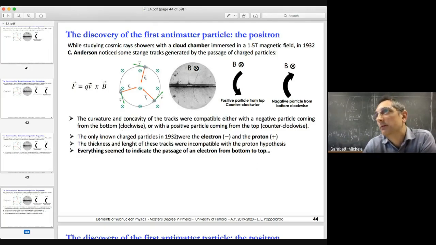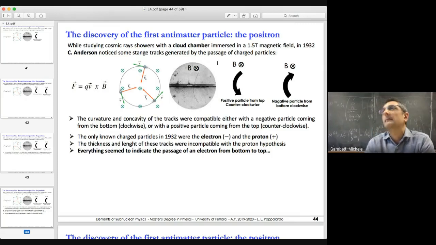Now, what was the situation in 1932? In 1932, the only charged particles known were the electron and the proton. These are the only particles known at that time. So for the interpretation by Anderson, this could be either an electron or a proton. Now, of course, electron and proton produce tracks with different features in a cloud chamber, and the thickness and the length of the tracks observed by Anderson were incompatible with the proton hypothesis. So overall, everything seemed to indicate the passage of an electron from the bottom to the top.